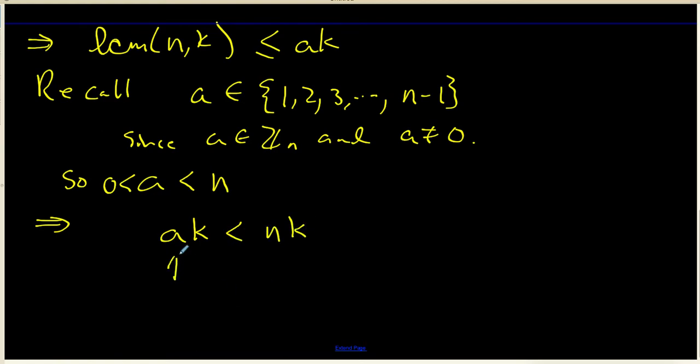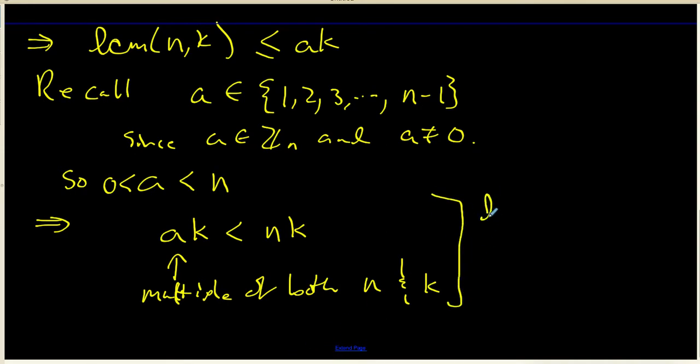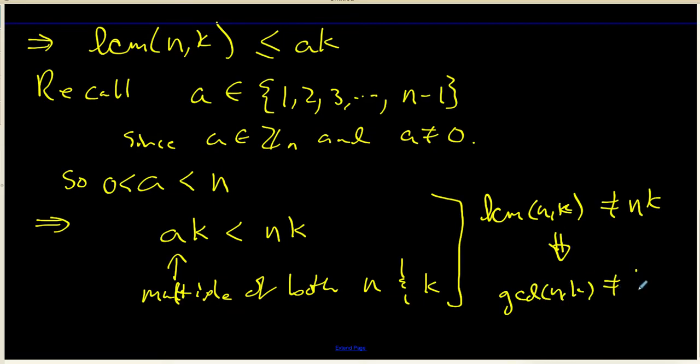And remember, ak is a multiple of both n and k. And so what this says is that the least common multiple of n and k is clearly not equal to n times k, and the only way that happens is if the GCD of n and k is not equal to 1.